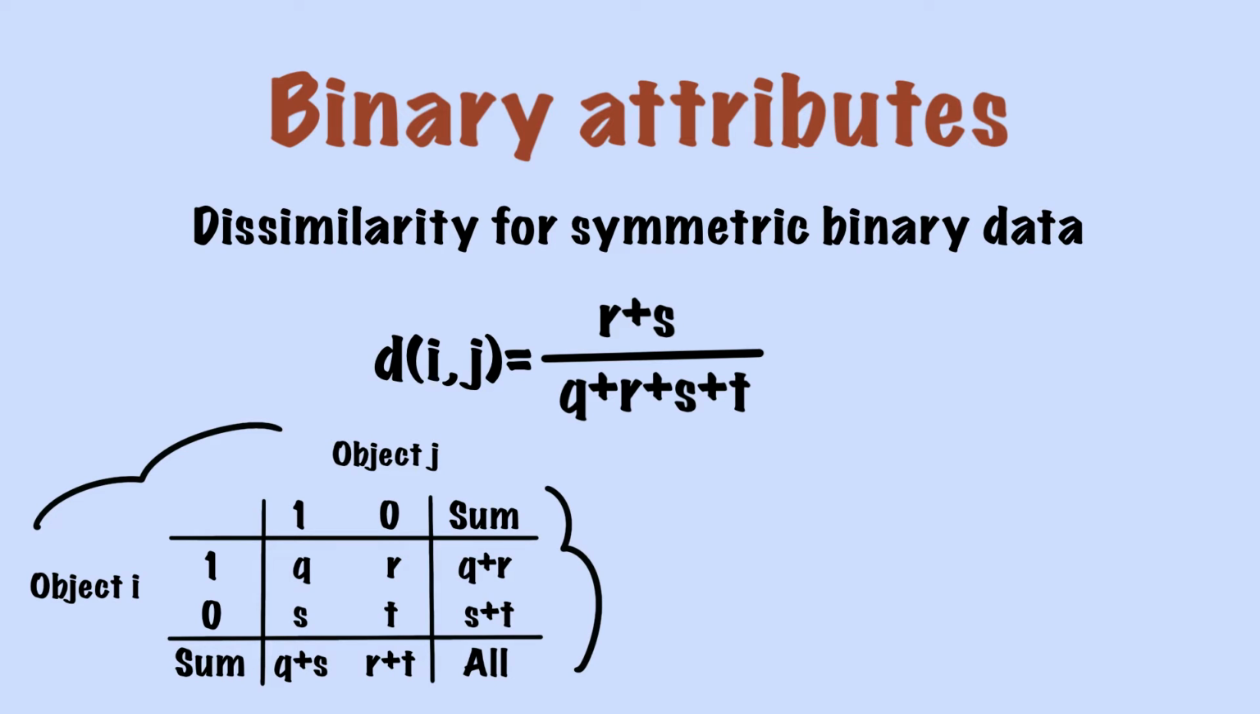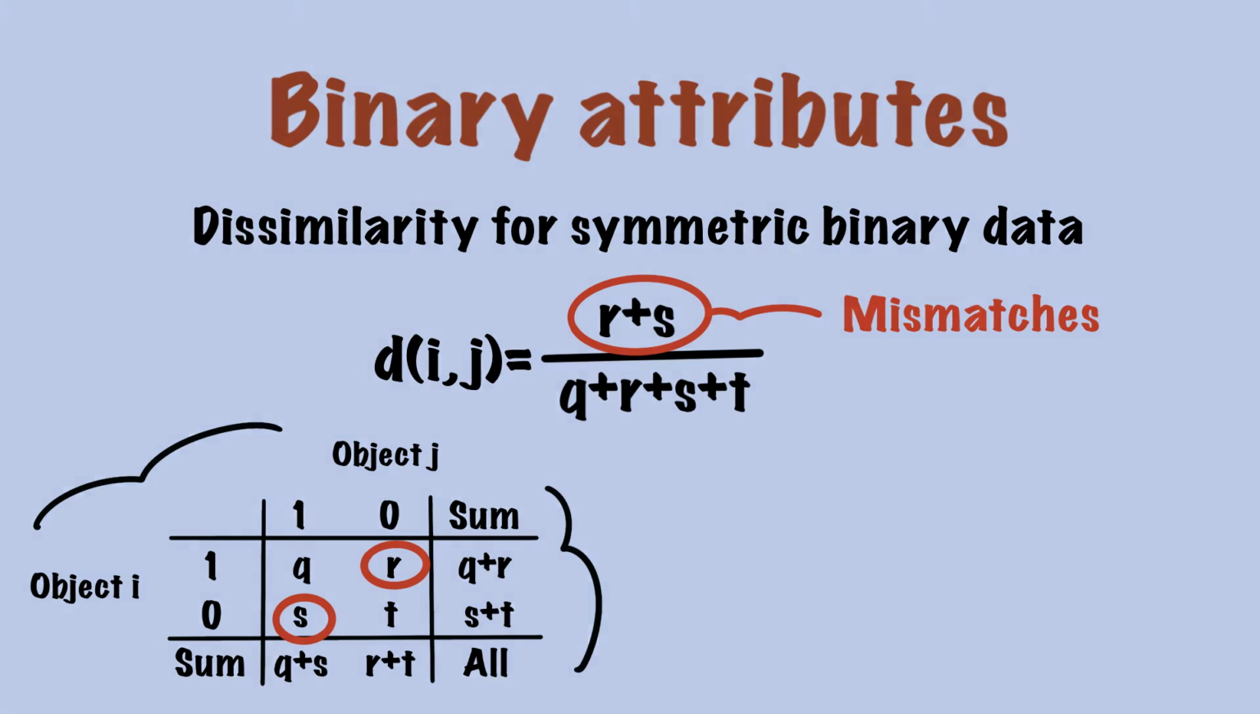After understanding the contingency table, we can now look at the dissimilarity for symmetric binary data. The formula is (R plus S) divided by (Q plus R plus S plus T), which is basically the total number of attributes. Actually, the numerator, R plus S, is the number of mismatches, where one of the objects is 1 and another is 0. Therefore, this formula represents the dissimilarity between object I and J.